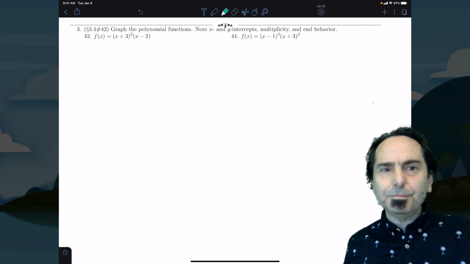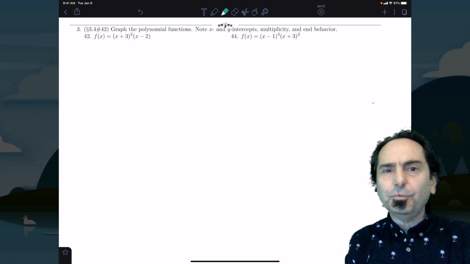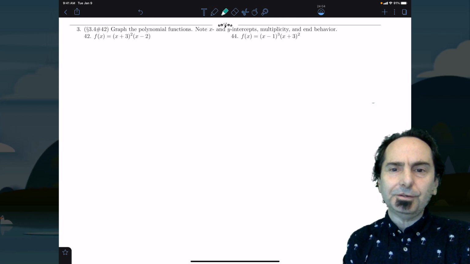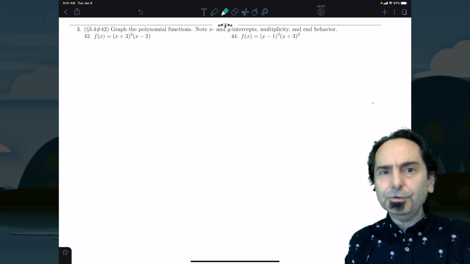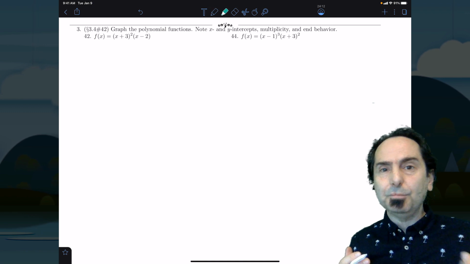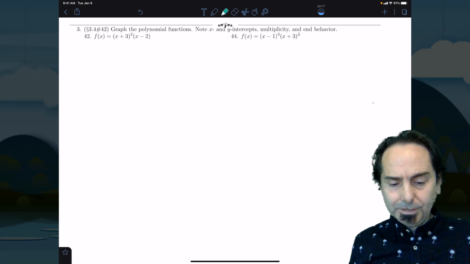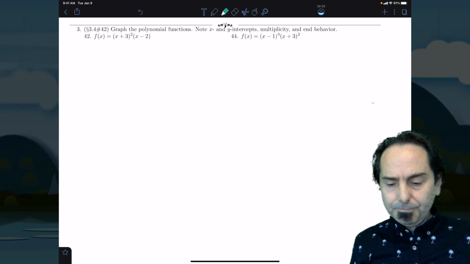Hey, welcome back. We're going to do number 3. This is actually exercise 42 and 44 at the end of section 3.4. Our goal is to graph the polynomial functions. We're supposed to graph by hand, and we're going to combine the intercepts, both x and y, the multiplicity, and the end behavior. So let's start with 42.